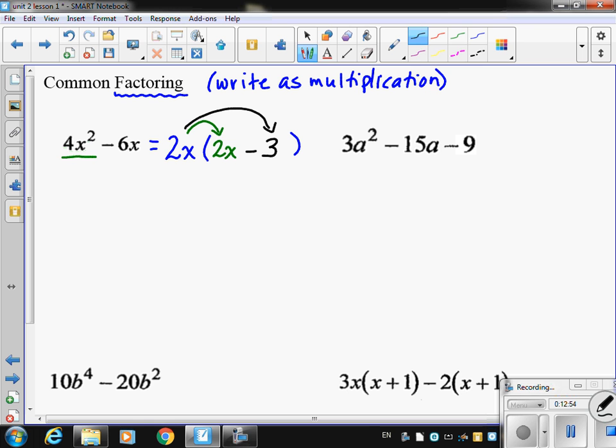I have my greatest common factor here. We'll write that out in a second. And I have what you multiply it by to get what you started with.